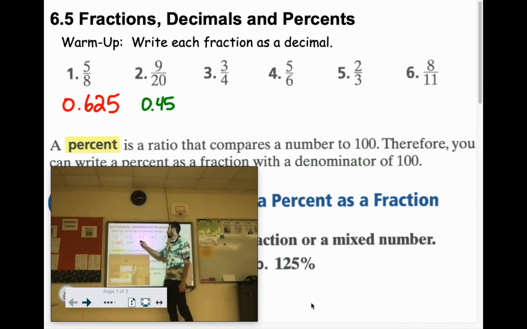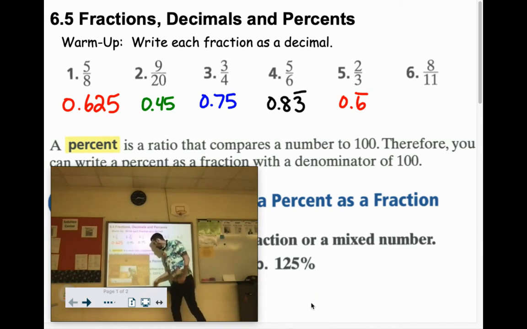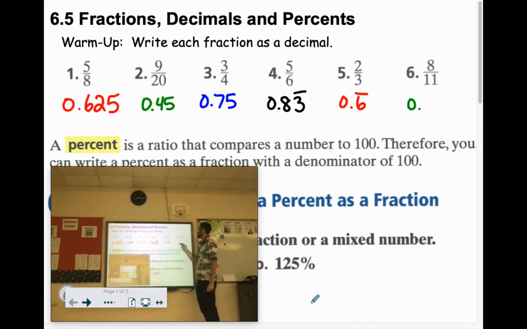3/4, think of money. 3/4 is 0.75. 5/6, that I do not know. 0.83 repeating, and just the 3 repeats. 2/3 is 0.6 repeating, and 8/11, I'm going to guess is 0.72 repeating.